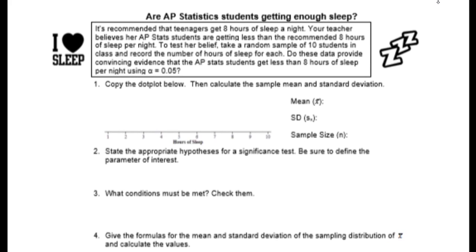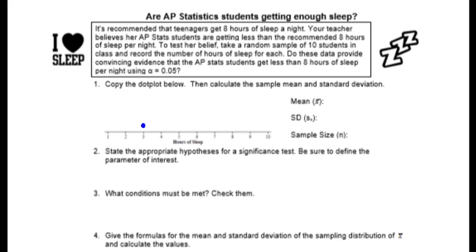So it's recommended that teenagers get 8 hours of sleep, but I believe you guys are probably getting less than that amount. So what I have done is taken a random sample of 10 students. So in class, what I would do is call on 10 different people using a random method and ask them how many hours of sleep they got.